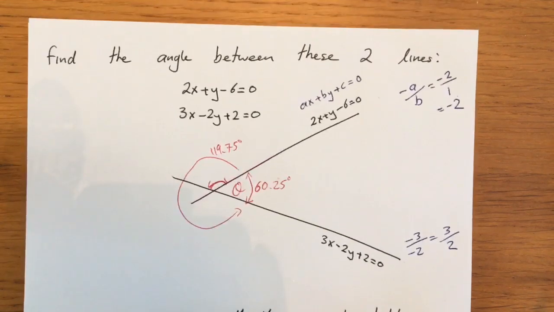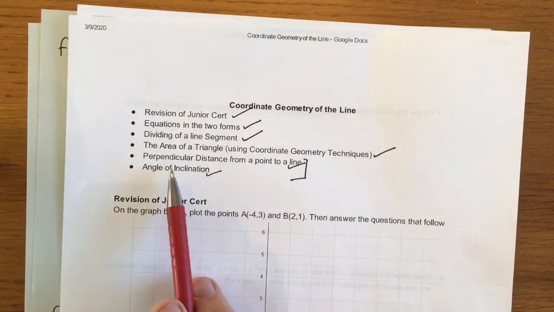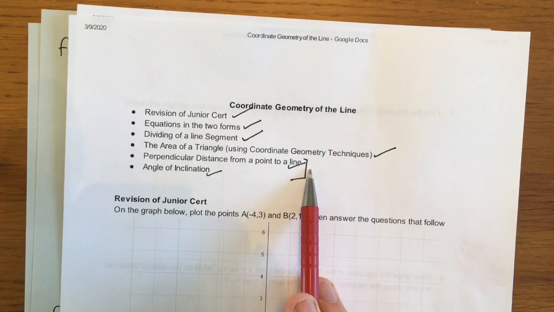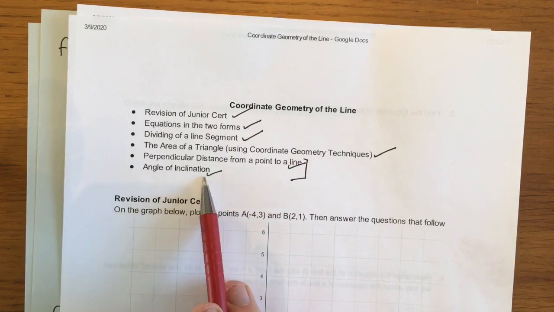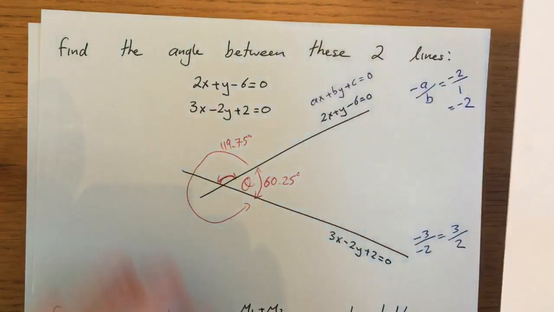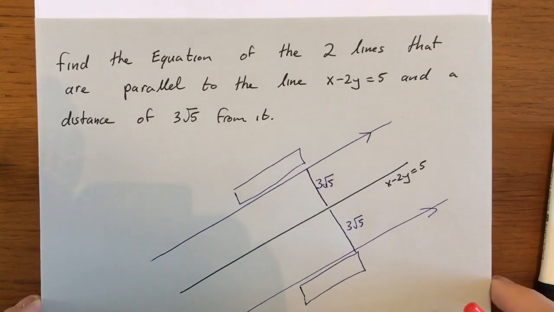So that's the end of the first video. So just to recap here, we did the last two parts of coordinate geometry of the line. We did the perpendicular distance from a point to a line, which is once again just a formula, and the angle of inclination, which is once again just a formula. Just don't forget that I did give you a question to do. So again, this is the question. Okay, I'll put it up on Google Classroom.